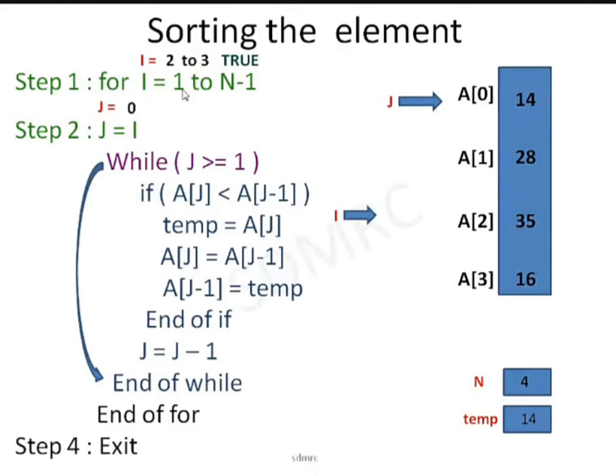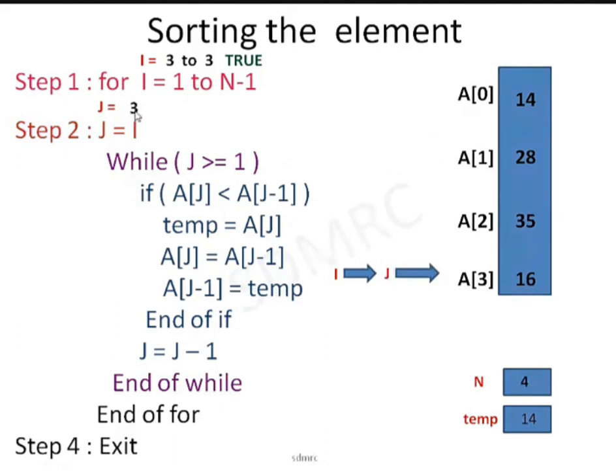Then I is going to be incremented to 3, 3 to 3, true. J gets the value of I, j is equal to 3. While 3 greater than or equal to 1, true, j greater than or equal to 1, true. If a of j less than a of j minus 1, now this has to be inserted at the appropriate position among these four elements. A of j 16 less than 35, true.